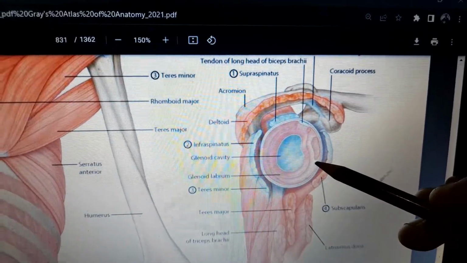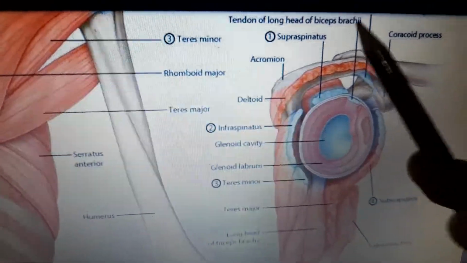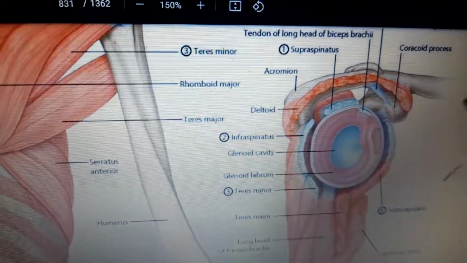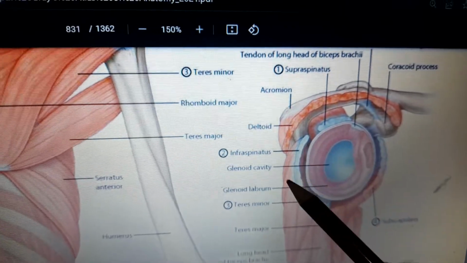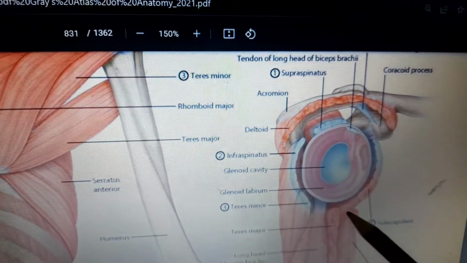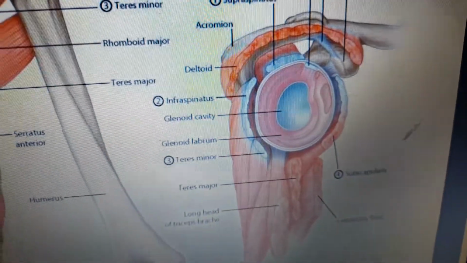This is the subscapularis. The best way to remember is that all the muscles are arranged in an anti-clockwise manner, starting with supraspinatus, in anti-clockwise direction, infraspinatus, teres minor and the subscapularis.